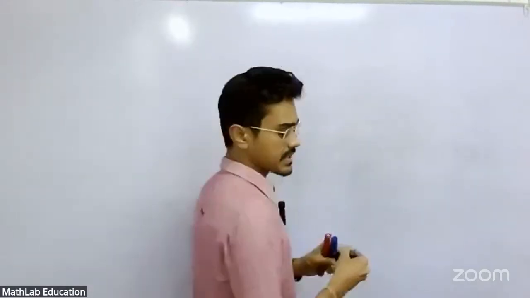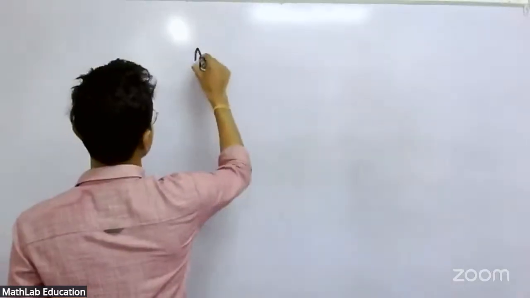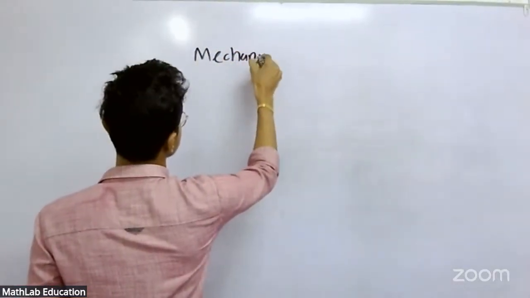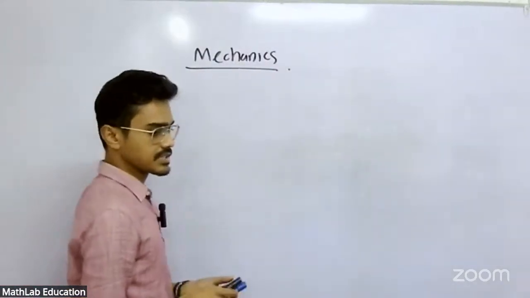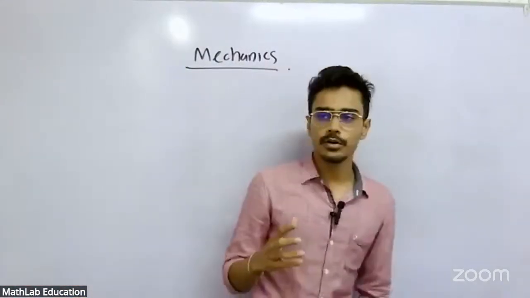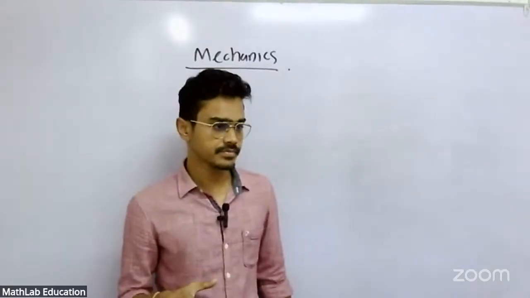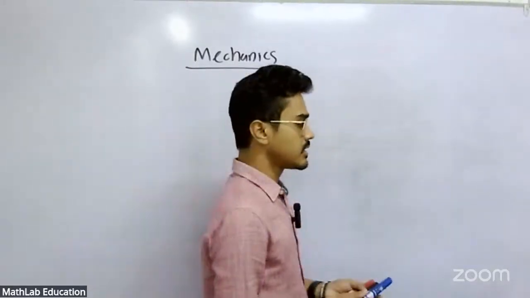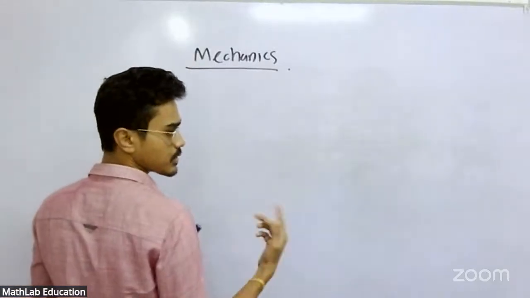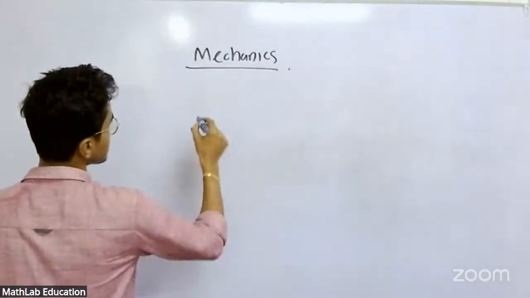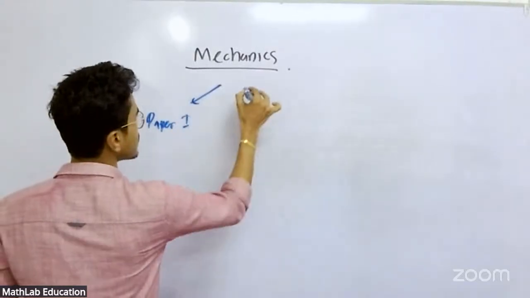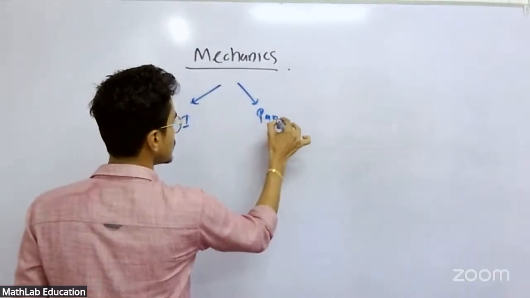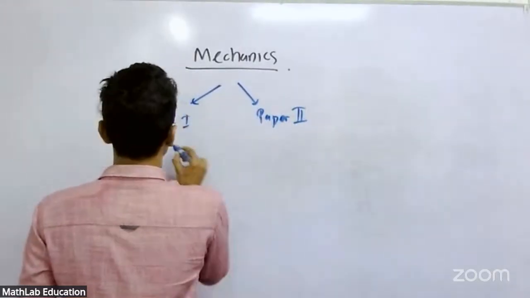Okay. So first I'll explain the gravity of the lesson mechanics. When it comes to mechanics, first let's see how we are going to get questions from this unit. You all know that our physics paper consists of two main papers, paper 1 and paper 2.